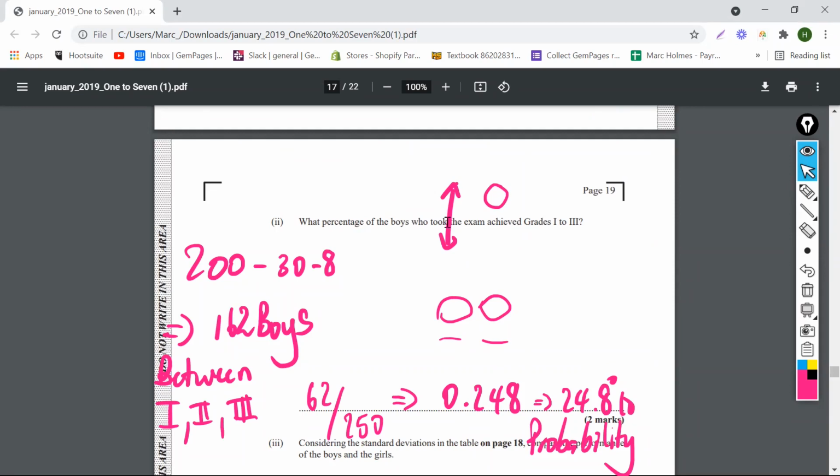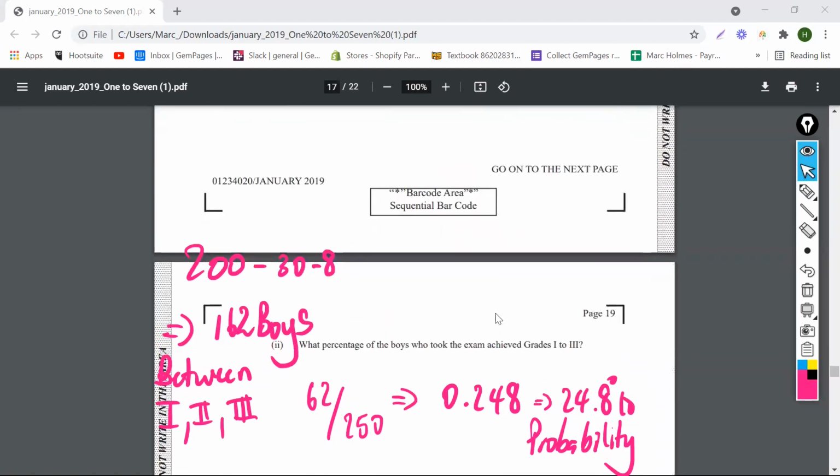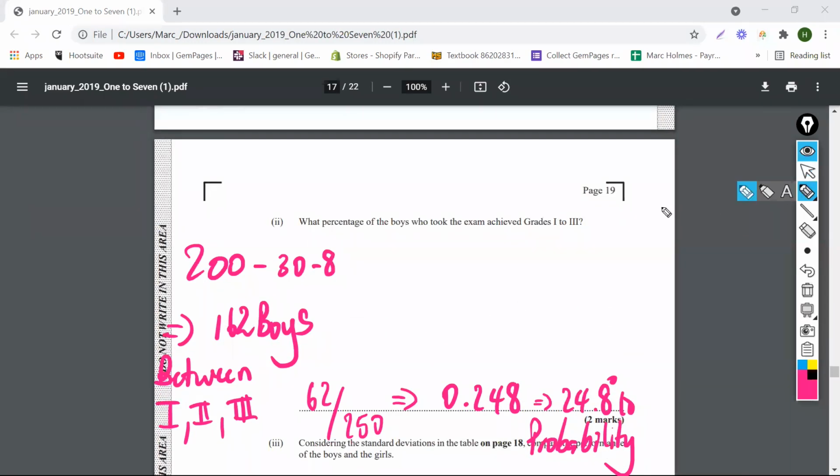And it says what percentage of boys who took the exam got 1, 2s, and 3s. So if 162 boys got 1, 2s, and 3s, out of the total, which is 200 boys, then that would be 162 over 200 times 100%. This 100 cancels into this 2 times, and if we divide 162 by 2, we're going to get 81. So it's 81 boys.